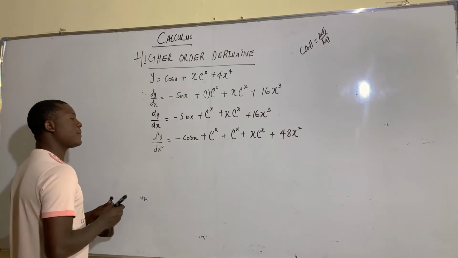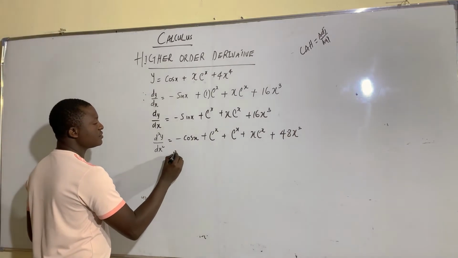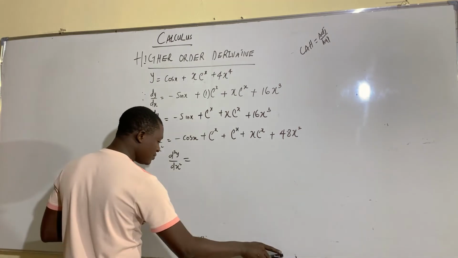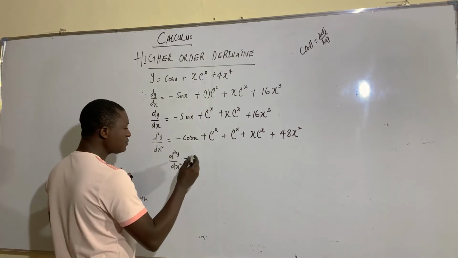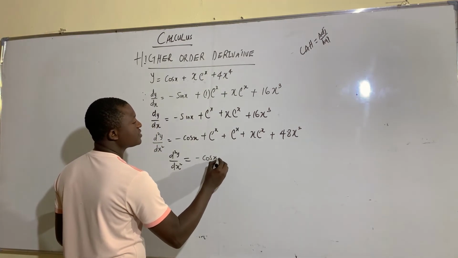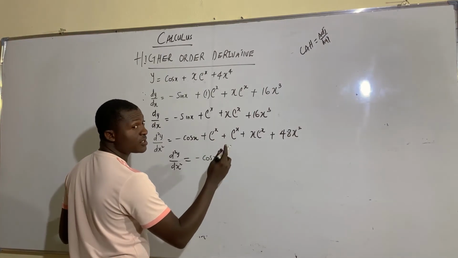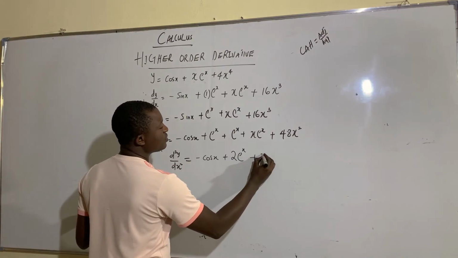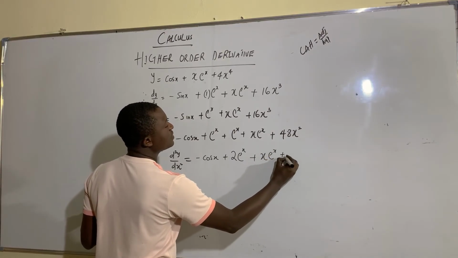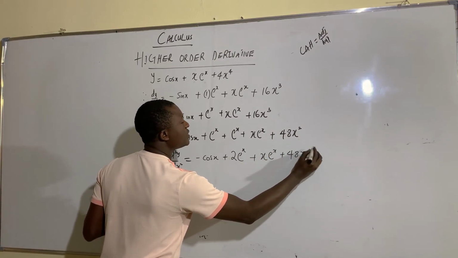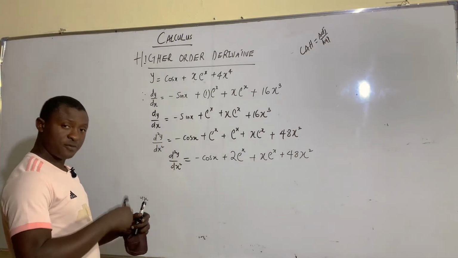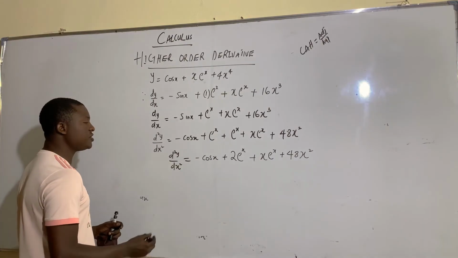I know I can add these together because they are the same. If I add them together, that means I can have d squared y over dx squared is equal to minus cos x. This plus this, that's just simple addition. I have 2 e raised to the power of x plus x e raised to the power of x, then plus 48x squared. So now we are going to the fourth. We are still under the second derivative. You still continue until you reach your destination.